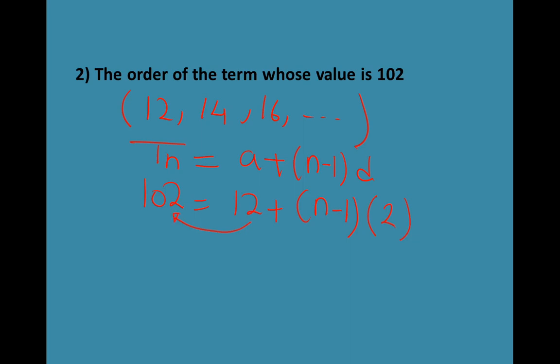I'll transfer 12 to the right hand side, therefore 90 equals n minus 1 multiplied by 2. I'll divide by 2. So n minus 1 equals 45, then n equals 45 plus 1 equals 46. Therefore, the term whose order is 46, its value equals 102. The order of the term 102 is 46.